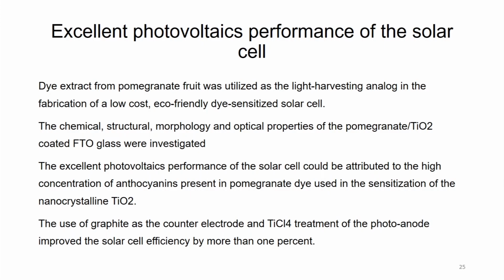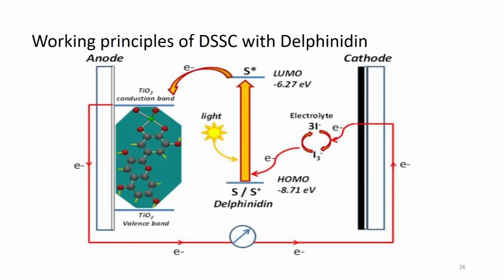The use of graphite as a counter electrode and TiCl4 treatment of the photoanode improved the solar cell efficiency by more than 1%. So, from 2% it became 1% extra. So, total now it became 3%.